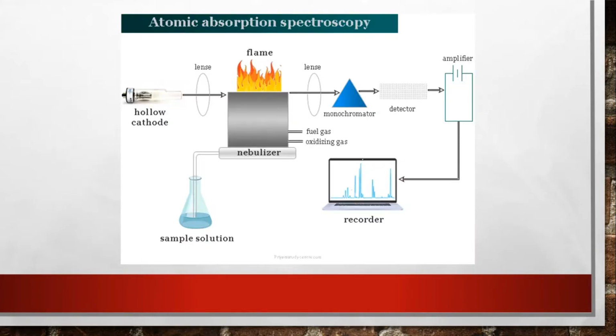This is the visual representation of atomic absorption spectroscopy. From the hollow cathode lamp going to the flame, which has a fuel gas and oxidizing gas, nebulizer and the sample solution. From the flame, going to the lens that has monochromator, detector, amplifier, and going to the recorder.